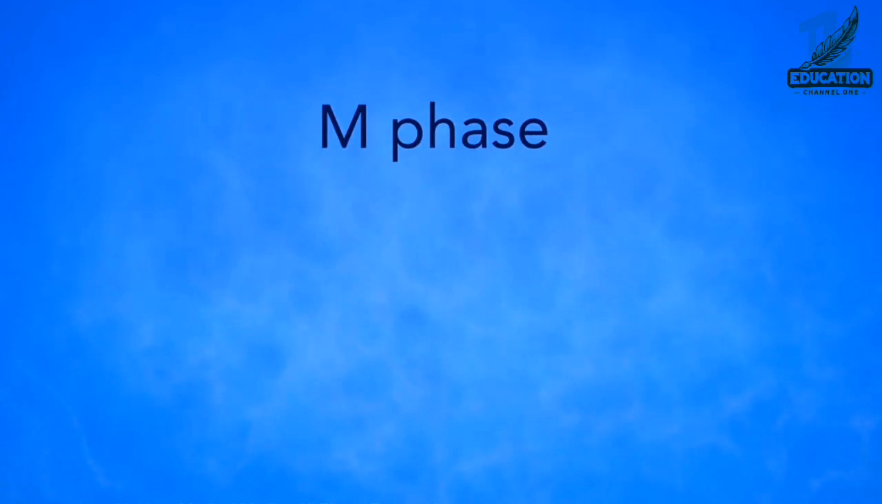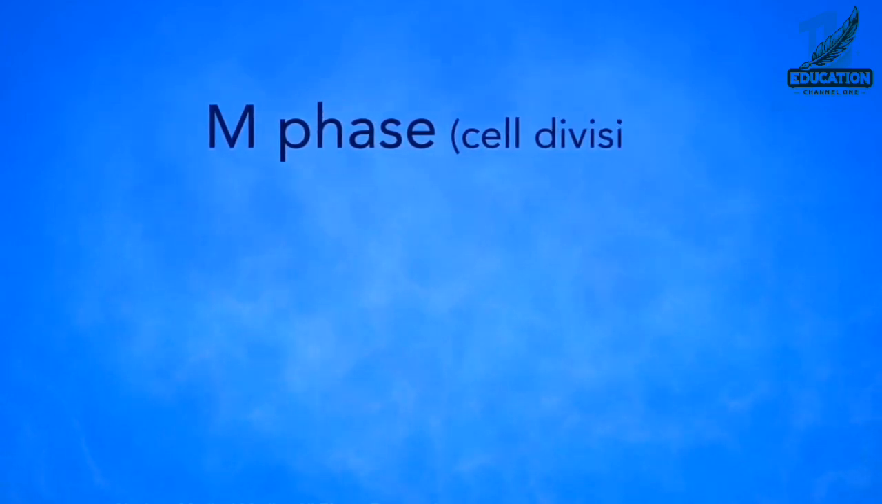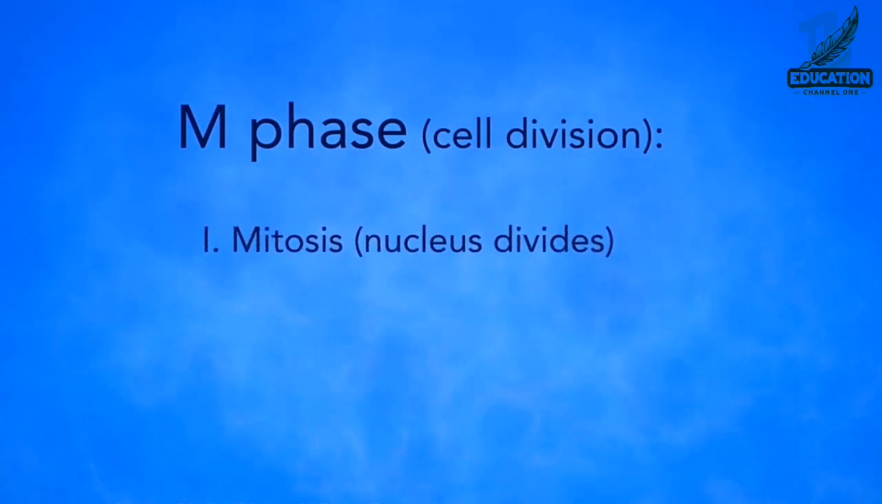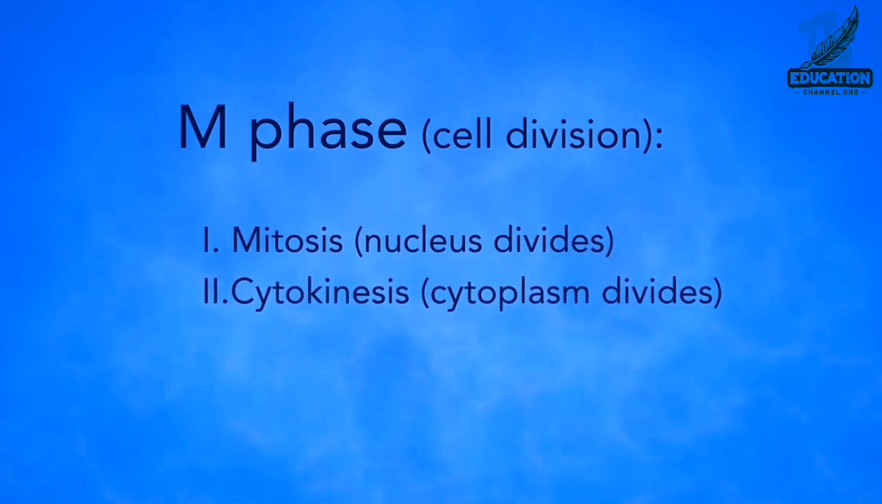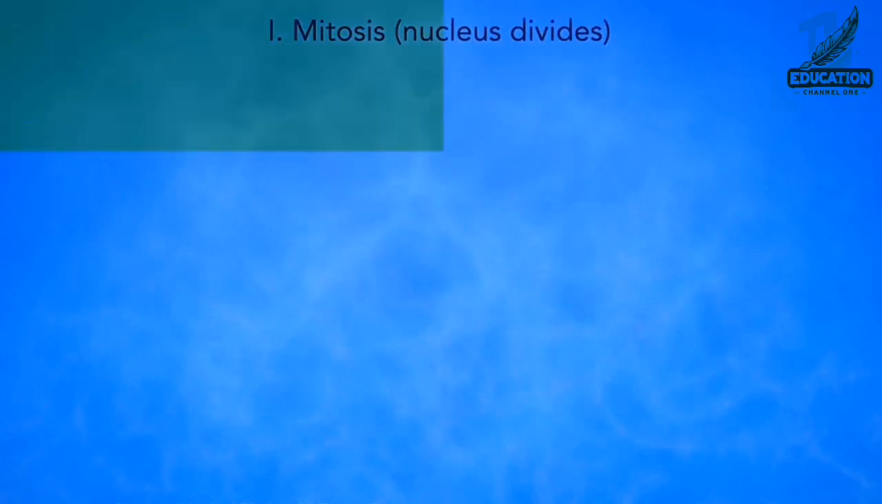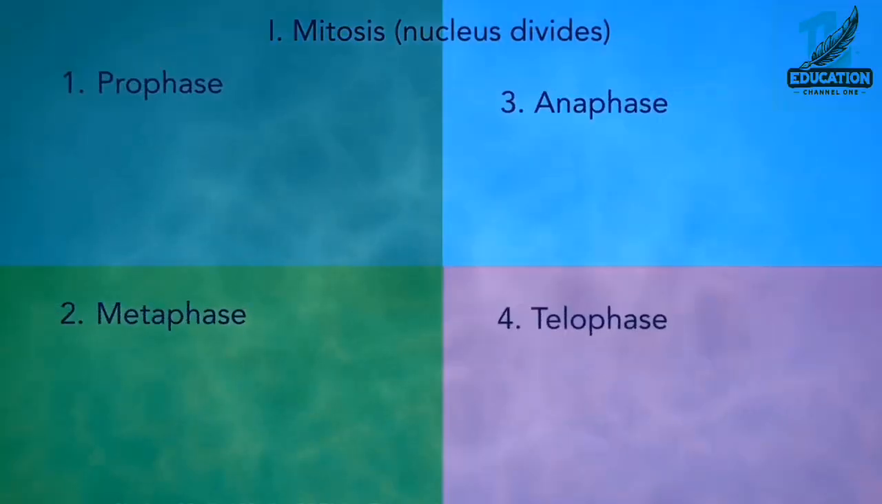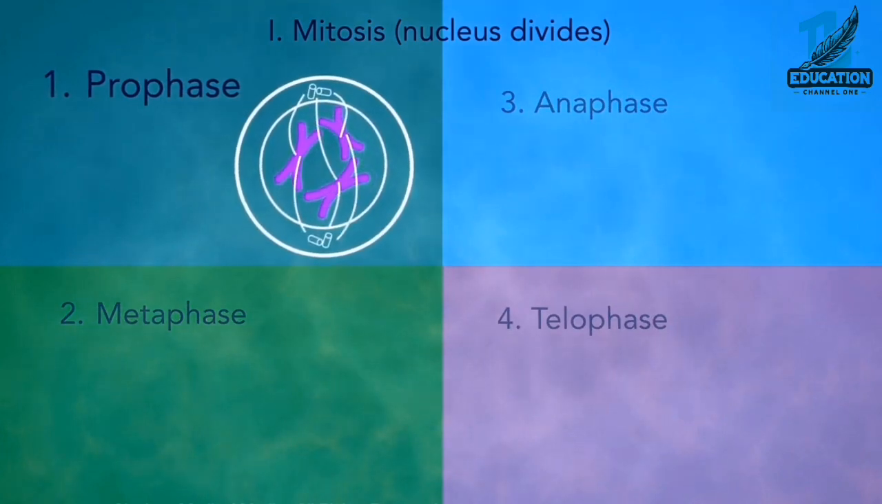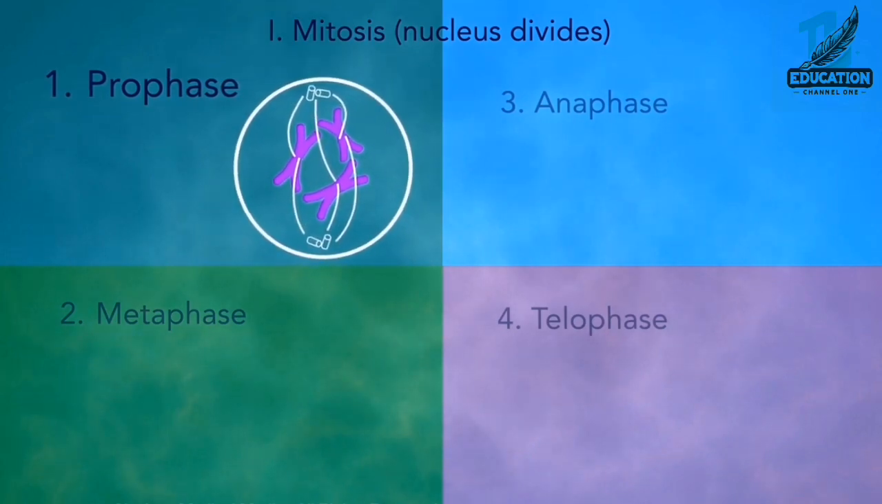Here are the key points to remember. The M phase is the 4th and final phase of the cell cycle. During the M phase, cell division occurs through 2 processes: mitosis, when the nucleus divides, and cytokinesis, when the cytoplasm divides. Mitosis has 4 phases, beginning with prophase. During prophase, chromatin condenses into chromosomes. Spindle fibers form, and the nucleolus and nuclear membrane disappear.